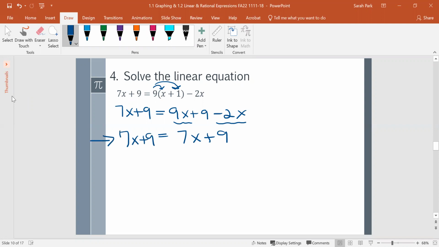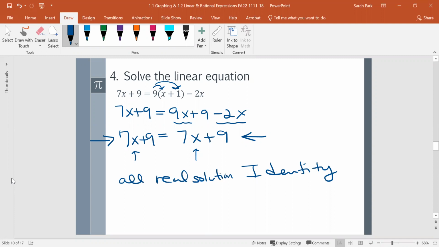If you notice here, the left-hand side is 7x plus 9. The right-hand side is 7x plus 9. So what that means is we have the same thing on both sides. Whatever we plug in for x, like say 1 or say 0, we're always going to get the same answer. This type of equation is called an identity, because we can use any value for x and always have the same number on both sides. So for x, we're going to have all real solutions, and we categorize that as an identity.